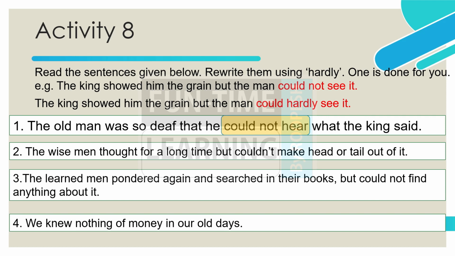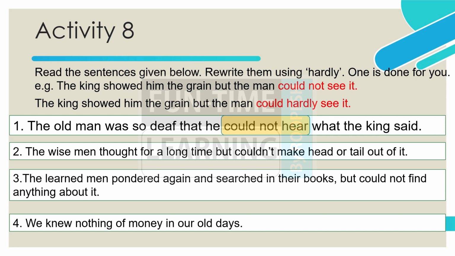നമുക്കതിനെ എങ്ങനെ മാറ്റാൻ കഴിയും? The old man was so deaf. അദ്ദേഹത്തിന് വളരെ ഡെഫായിരുന്നു. അതുകൊണ്ട് കിങ് പറഞ്ഞ് കേട്ടില്ല. The old man was so deaf that he could hardly hear what the king said. Very simple. The wise men thought for a long time but couldn't make head or tail of it.